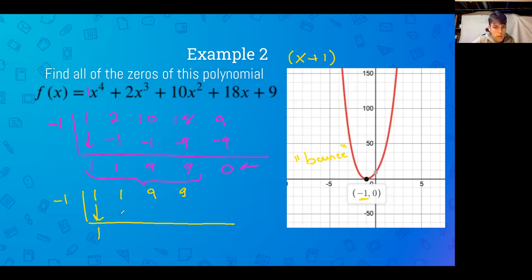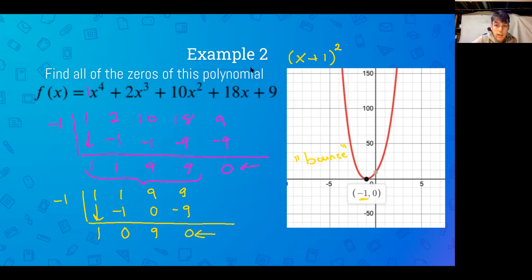1 down, -1 times 1. Add these together, I get 0. -1 times 0, 9 plus 0. -1 times 9, -9. Remainder 0. Awesome. So it factored out twice. So this did at least have a multiplicity of 2.